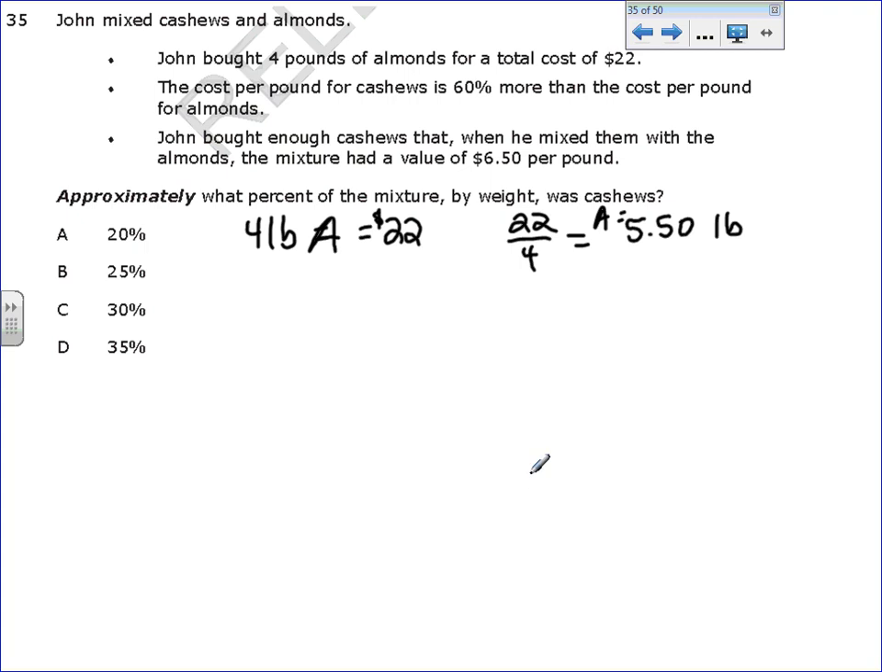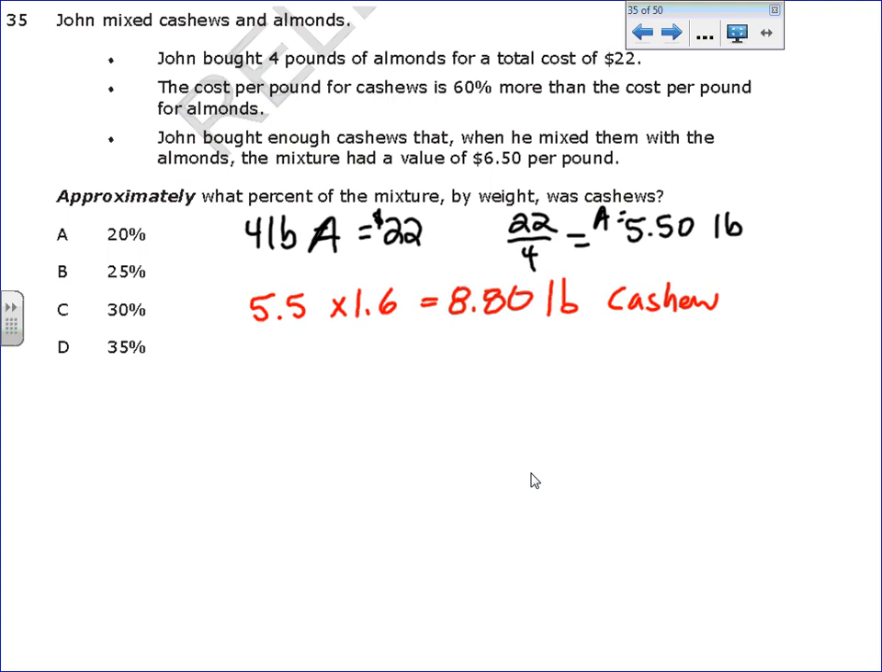The next thing I know is that it says the cost per pound for cashews is 60% more. Okay, so this is the cost per pound for almonds. If I take that and I times it by 60% more, which is 1.6, because I want the original plus 60% more, that gives me $8.80 per pound. So that's the cashew price per pound.